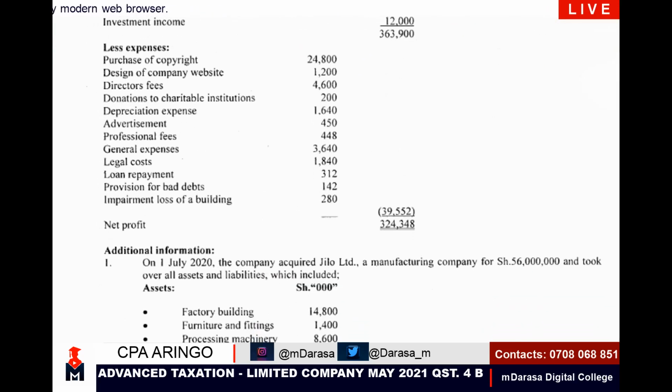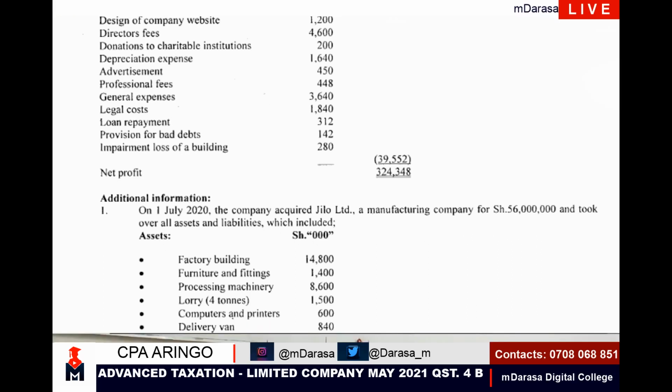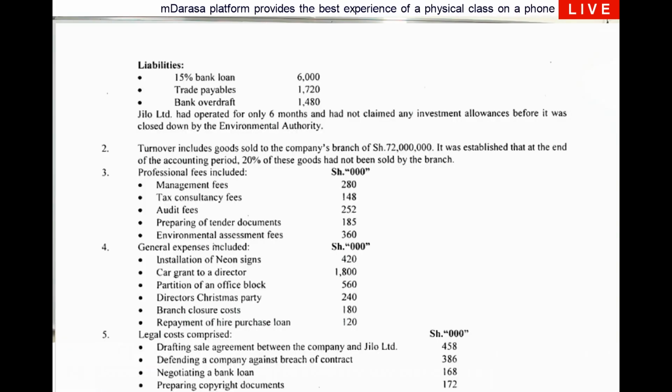So we are talking of acquisition. And anytime we do have acquisition of another company, for the purpose of capital allowances, we will have to allocate all the assets and liabilities that have been acquired to the cost of acquisition, which we'll see how we are going to treat. After we're done with that, let us proceed to the next bit here.